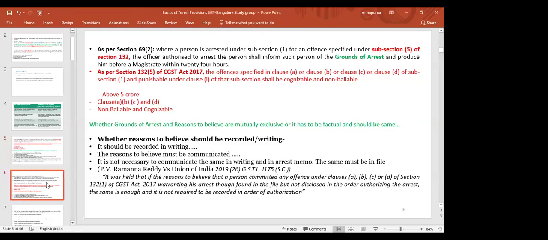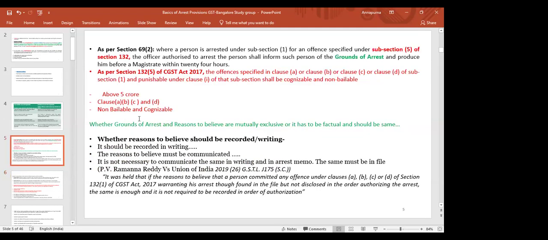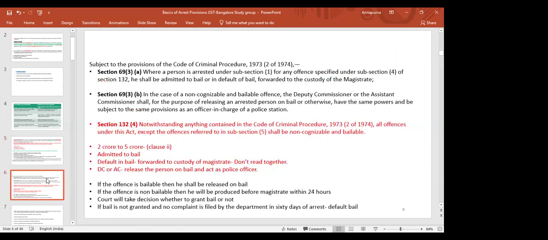Then the next aspect is 69(3), where 69(3)(a) says that where a person is arrested under subsection 1 of 69, any offense specified under subsection 4 of 132. So 132 subsection 5 deals with all the clauses A, B, C, D of that subsection, whereas 132(4) says that all offenses except the offenses referred under 5. So under 5 we have A, B, C, D. Other than that, whatever the offenses are there, that will be non-cognizable and bailable.